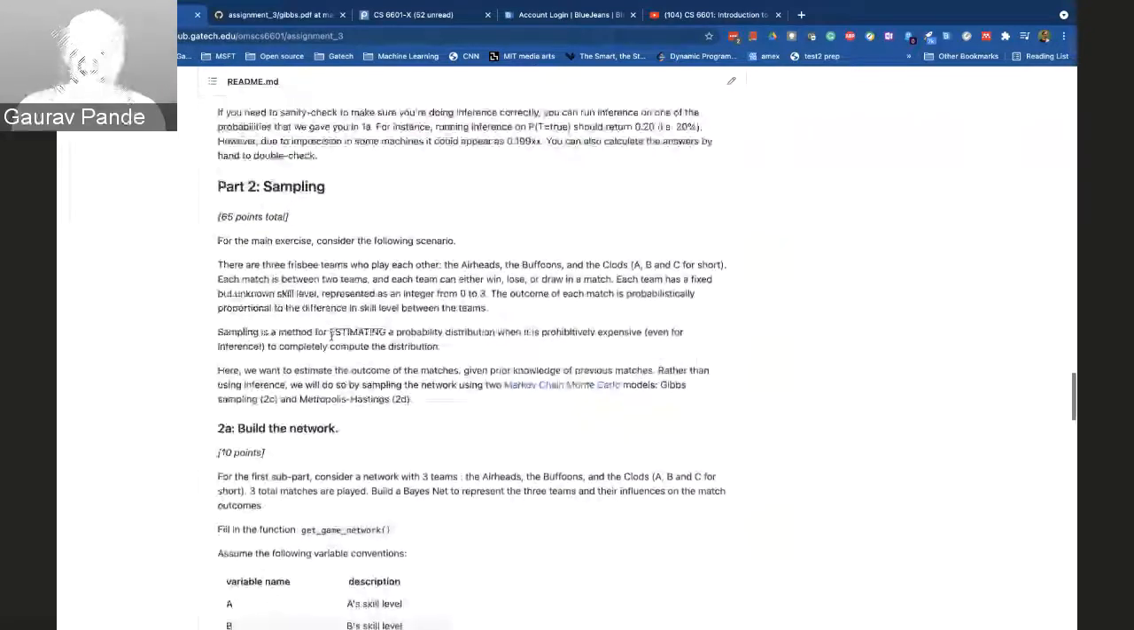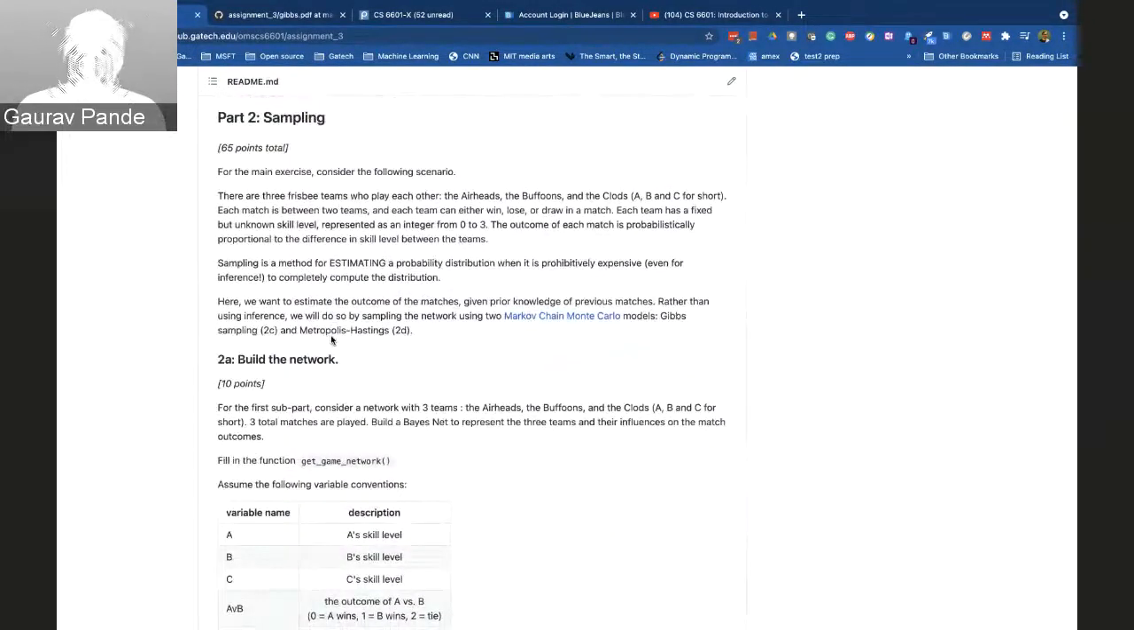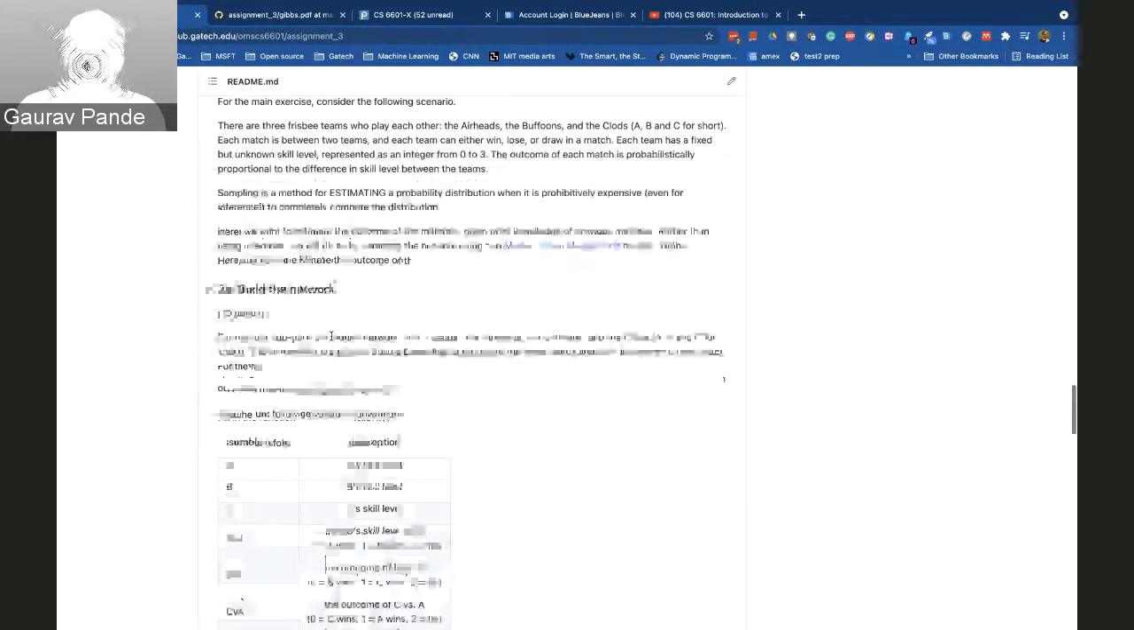Part two is basically sampling. Here you are given a different scenario. The first scenario is based on a nuclear power plant. The second scenario is based on the game between three teams A, B, and C. And there are three parts, I think.